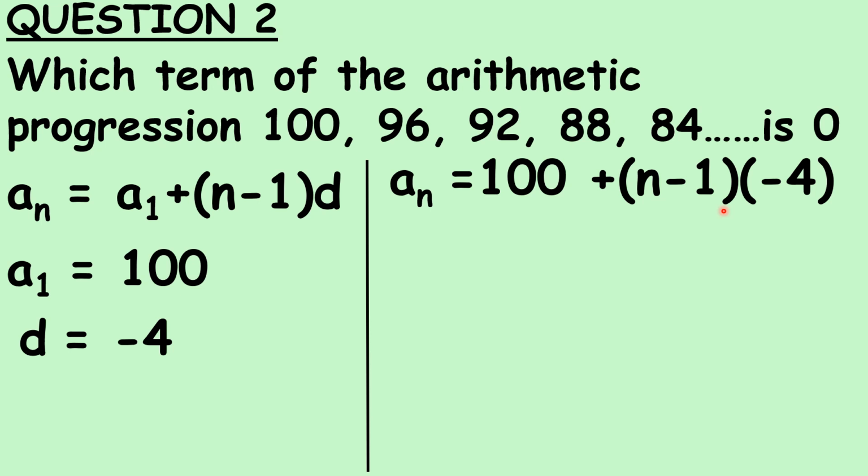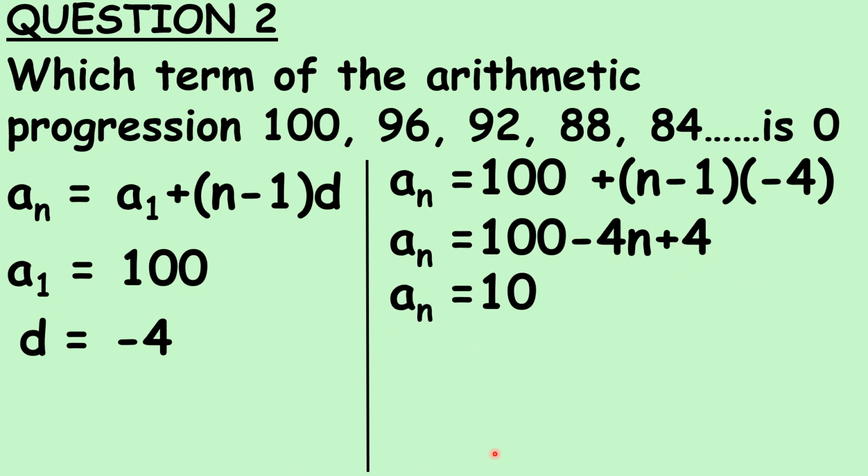N minus 1, what is the difference? Our difference is minus 4, so we put the minus 4 here. So let's expand this. So we'll say minus 4 times n, that will be minus 4n. And then minus 4 times minus 1, we will have plus 4. So let's see what we have. So that will be minus 4n plus 4, just as we had said. And then 100 can add 4, so that becomes 104. And then we have minus 4n.